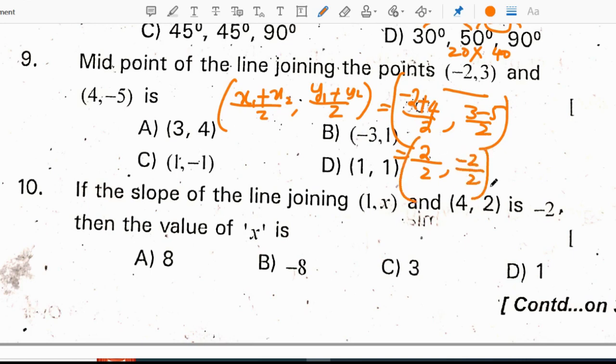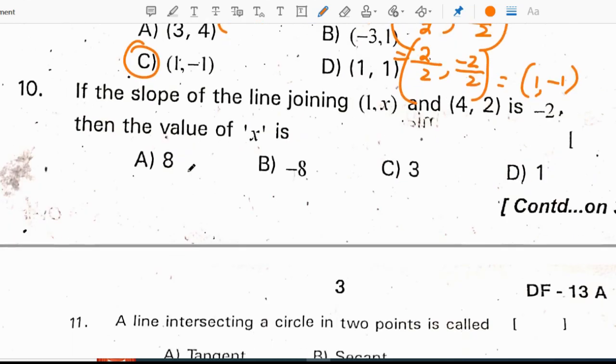2 by 2 is 1. Minus 2 by 2 is minus 1. 1 comma minus 1 is the correct option. So answer is C. 1 comma minus 1.